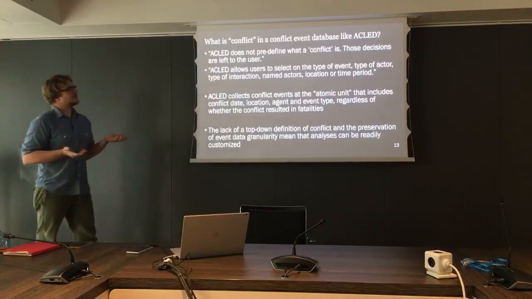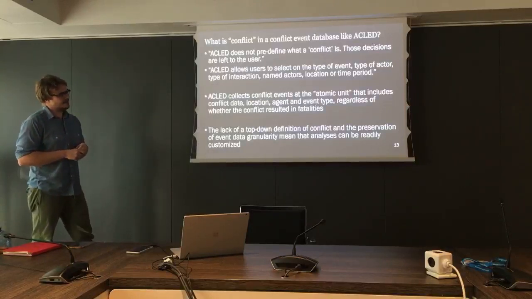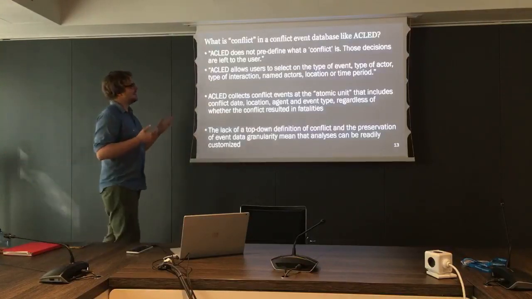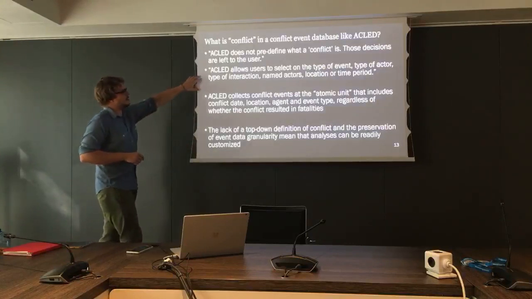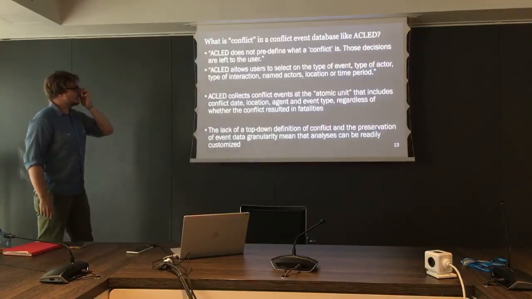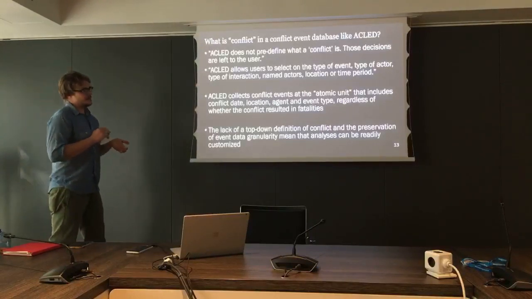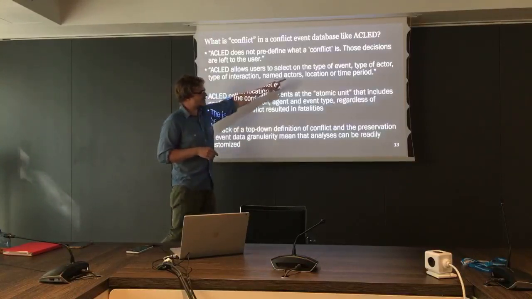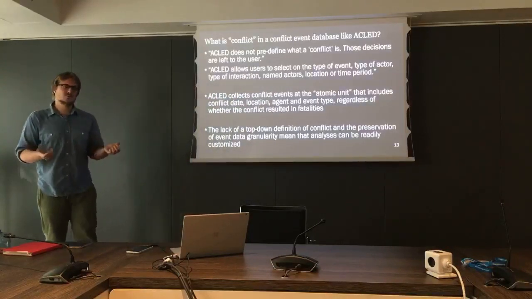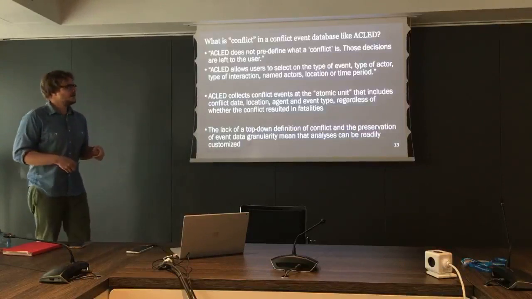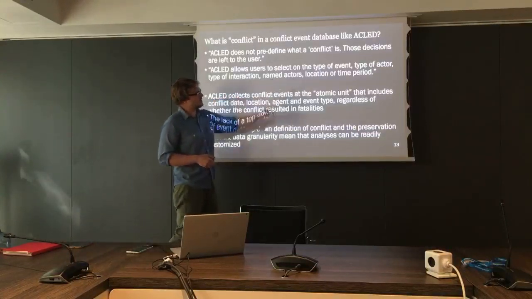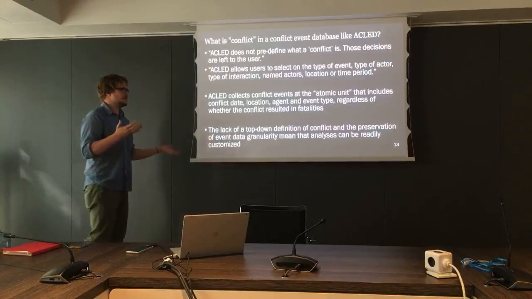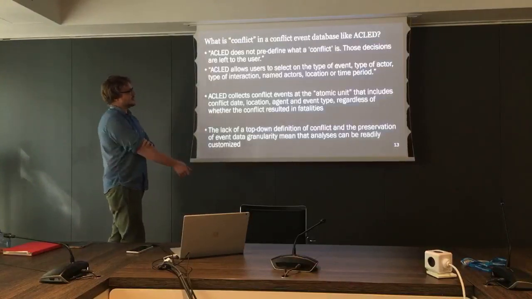So what does conflict look like in one of these modern conflict event databases like ACLED? Well, ACLED, this is from their methodology, does not redefine what a conflict is. Those decisions are left to the user. Another quote from the methodology: ACLED allows users to select on the type of event, the type of actor, the type of interaction, the named actors, and the location or time period. Of those, the type of actor is critical, right? A specific extremist group, a specific group that's being attacked. The location or time period would be another. We could select by a country, select by any administrative region, or simply say find all conflict in 2016. Those are probably the fastest ways to cut through the data.